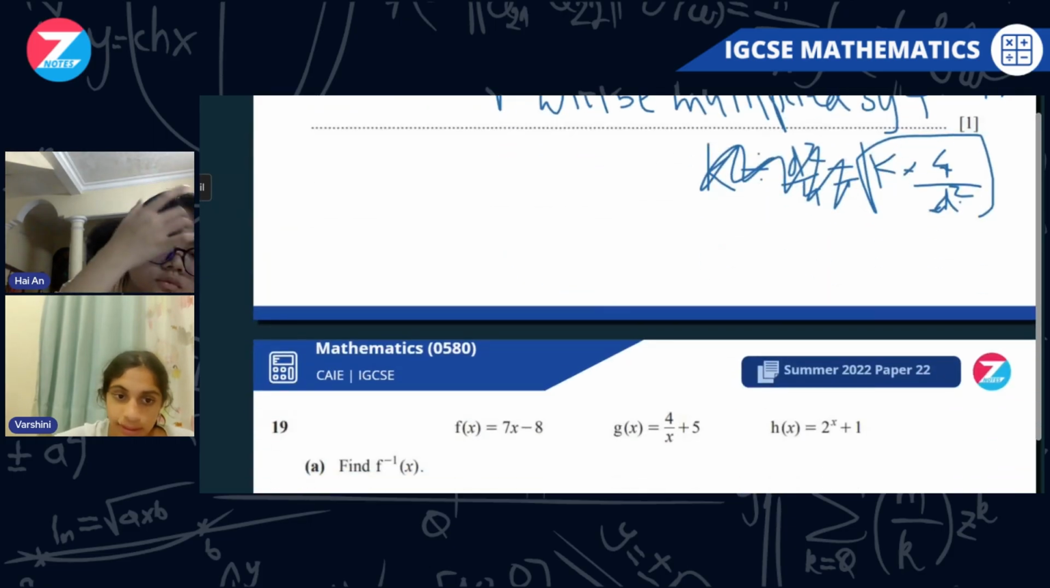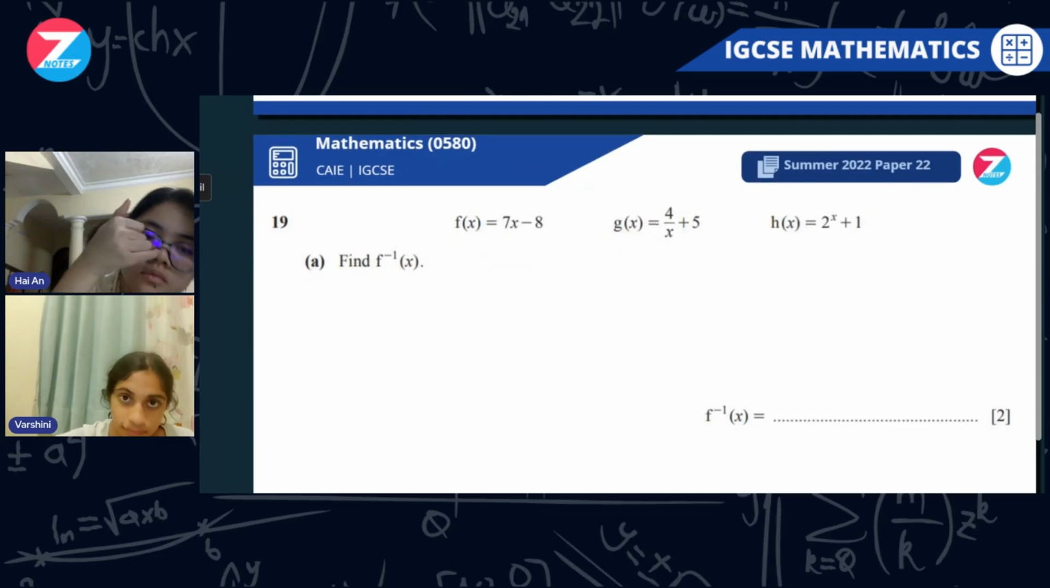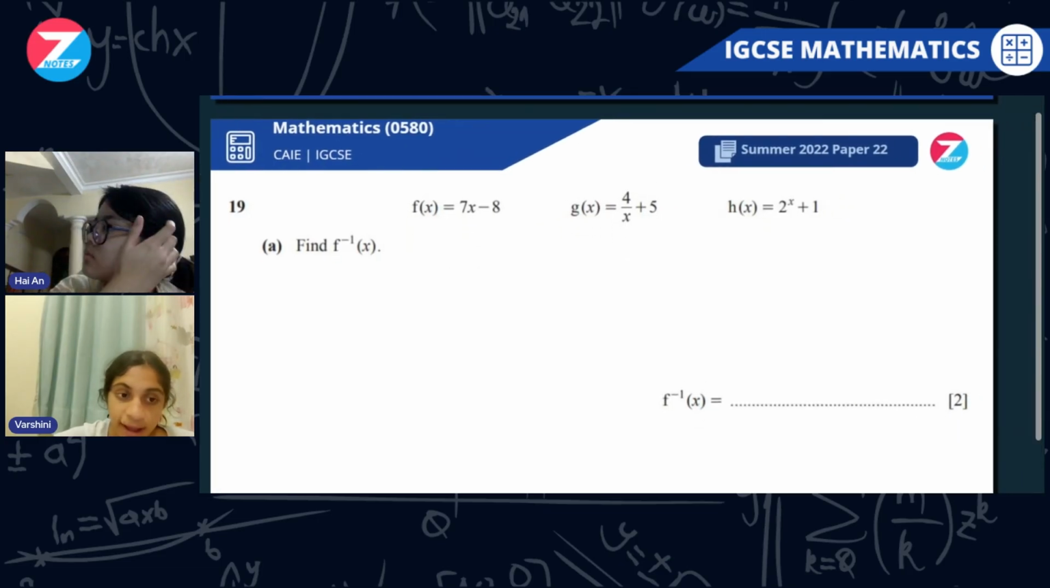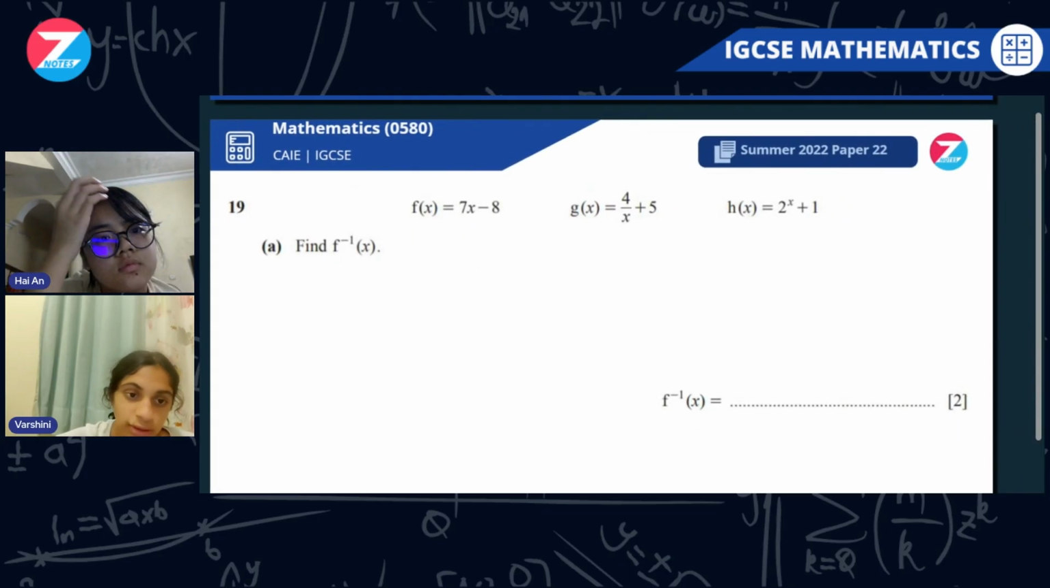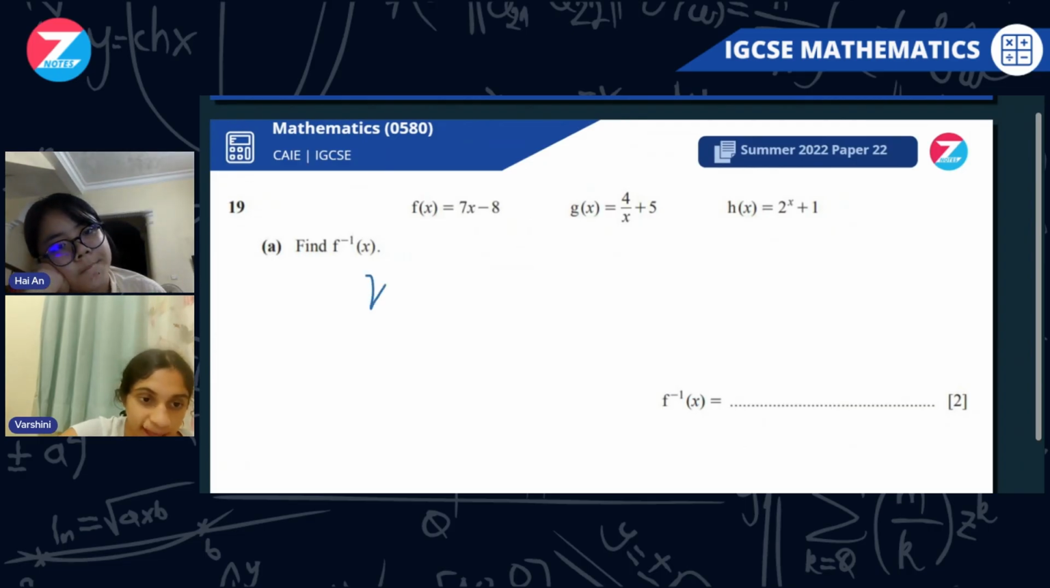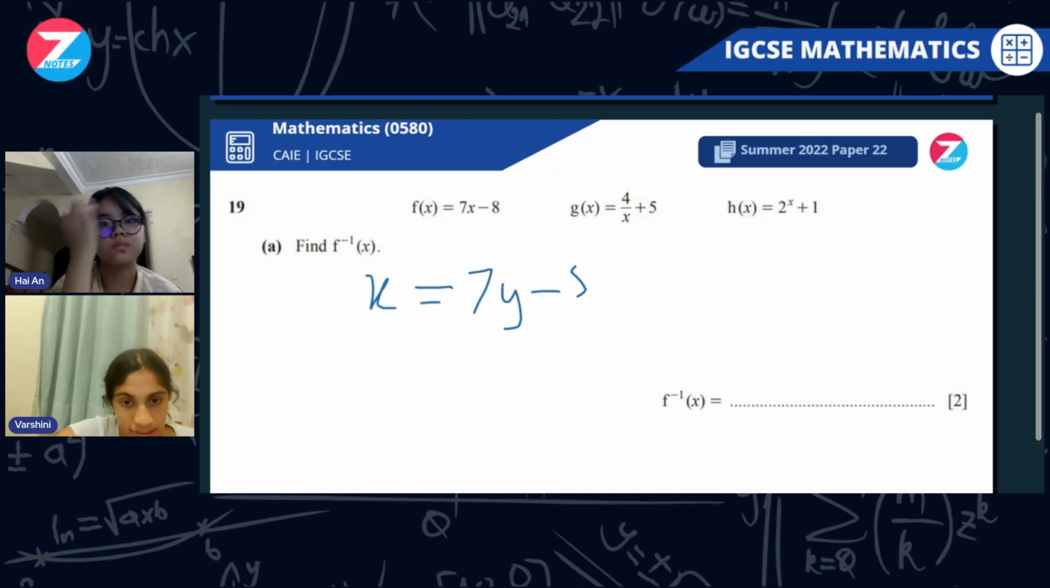Okay, for the next question, 19. Find f inverse of x. So we know when we find f inverse of x, we need to replace f of x with x and x with y. So f of x is going to become x, and we have 7y instead of x minus 8. Now we need to make y the subject of the formula.